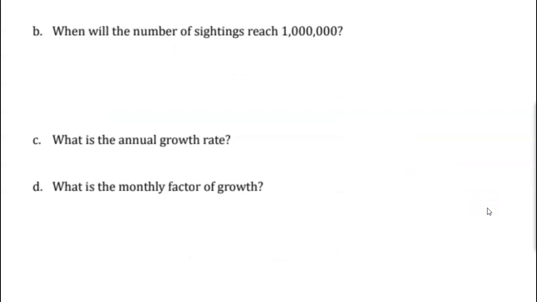When will the number of sightings reach 1 million? So we've been doing this for the last few lessons, how can we figure these kinds of things out? We know we have our model of 3 times 3 to the t for our years, and we're interested in when this is actually going to reach 1 million.